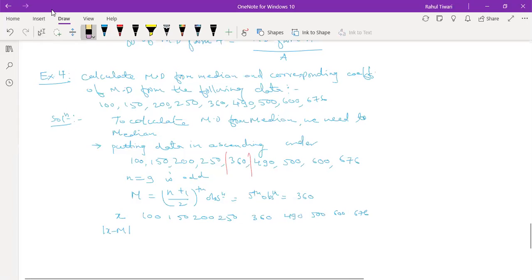So if you just subtract that value, what will you get here? Let's see. So 100 minus 360, even if it is positive or negative, doesn't matter. It is always going to be positive. Even if it is negative, the answer will be positive because we are considering the mod value. So 100 minus 360, the answer is 260, and so on. I'm just writing the answers. You just check, and if any correction, then let me know.